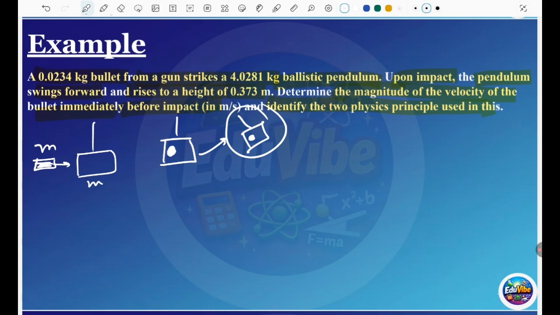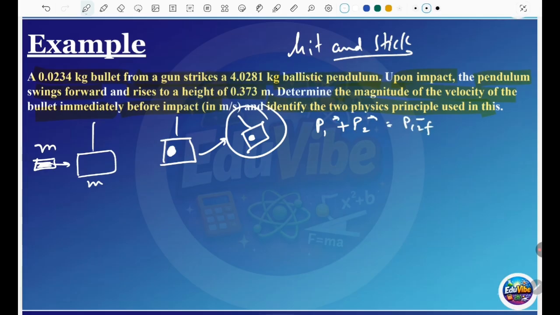So it is the combined mass. This means the bullet sticks in this, so we treat it as a hit and stick collision. The hit and stick collision has its own formula: P1 plus P2 will give you P12 final. Our pendulum is at rest initially, so this goes to 0. The bullet is not at rest, it moves in with high speed, so we have to take this. So m1 v1i is equal to m1 plus m2 times the combined final velocity.